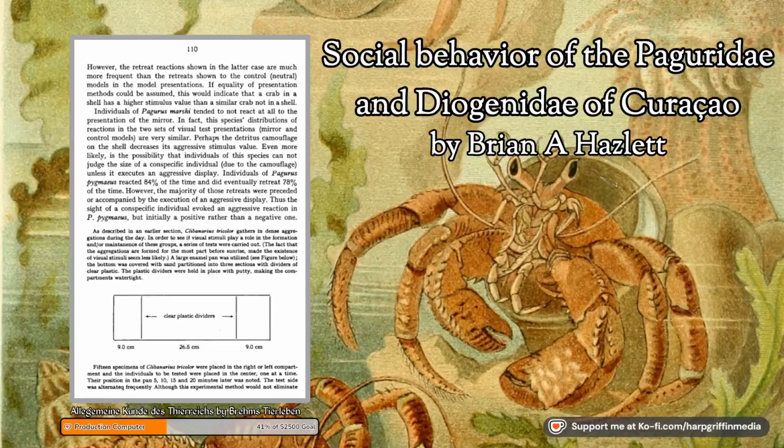The bottom was covered with sand partitioned into 3 sections with dividers of clear plastic. The plastic dividers were held in place with putty, making the compartments watertight. 15 specimens of Clibanarius tricolor were placed in the right or left compartment, and the individuals to be tested were placed in the center, one at a time. Their position in the pan 5, 10, 15, and 20 minutes later was noted. The test side was alternated frequently.